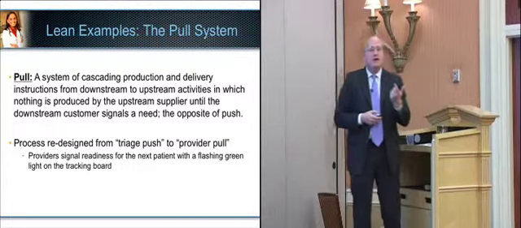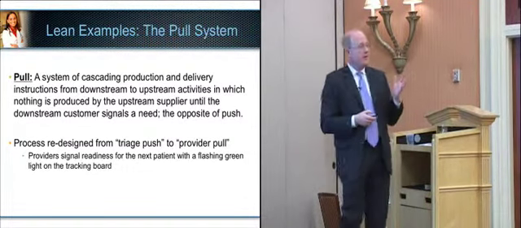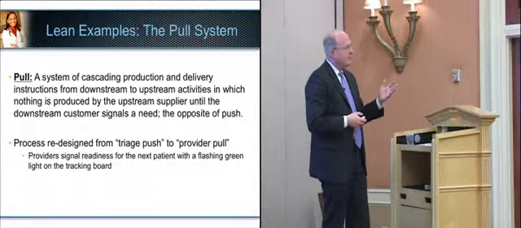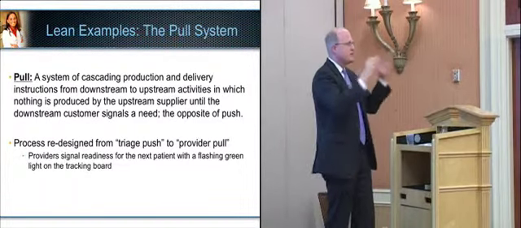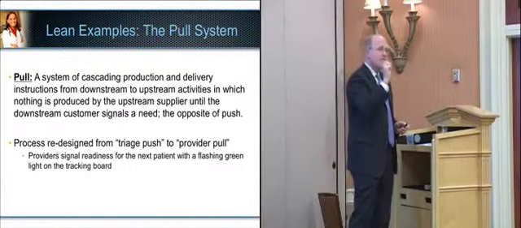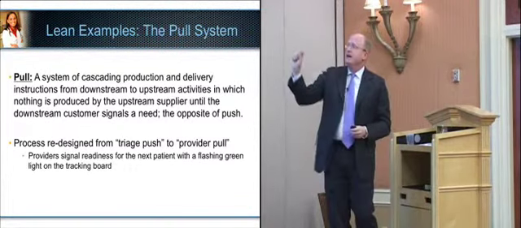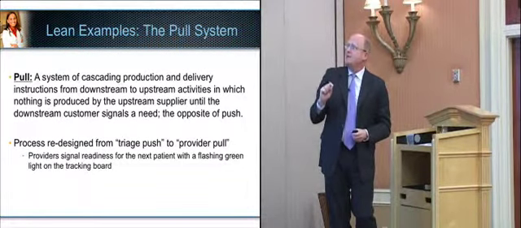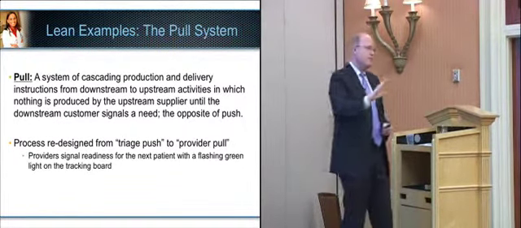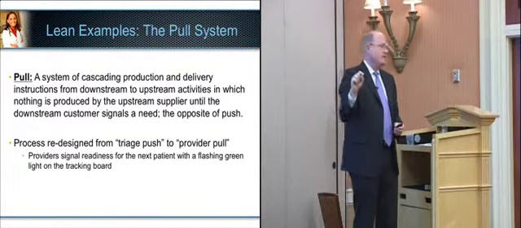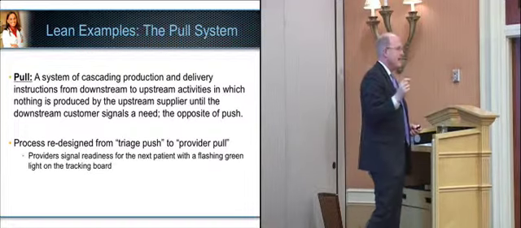Here's one example from our emergency department. It's actually a little different than some of the thoughts we're talking about from the front end. Okay? When I first came, I said, what do you mean? Why won't you just push them back if they come in and you have rooms available? This is the pull system. Pull is another lean concept: a system of production where instructions go from downstream to upstream activities, in which nothing is produced by the upstream supplier until the downstream customer signals a need. Okay? So it's the opposite of a push.